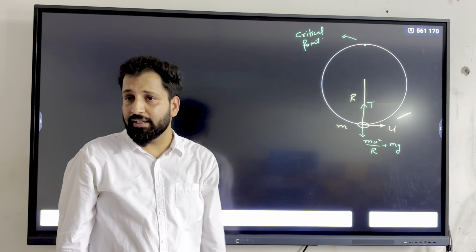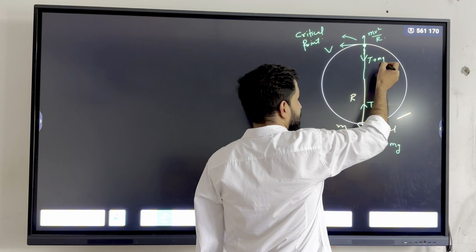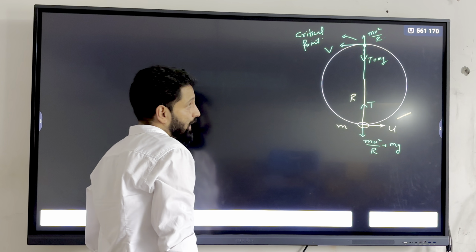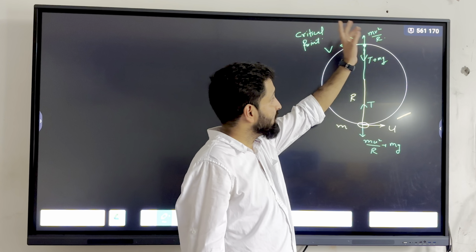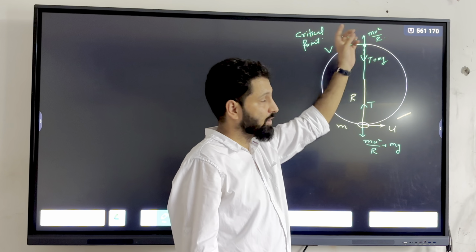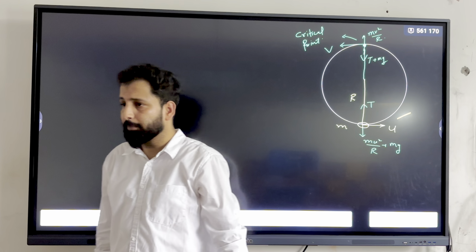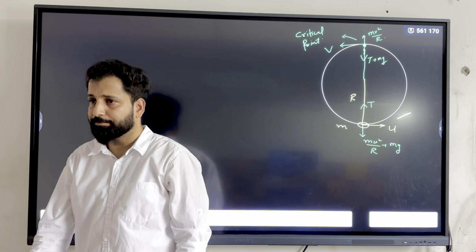And what about weight? Weight is always downwards, so this will be weight in this direction. So here we can say that tension, is tension increasing or is tension decreasing from this point to this point? Obviously tension is decreasing. So to cross this critical point, we can say that the tension should be greater than 0 because the string is responsible for this circular motion.